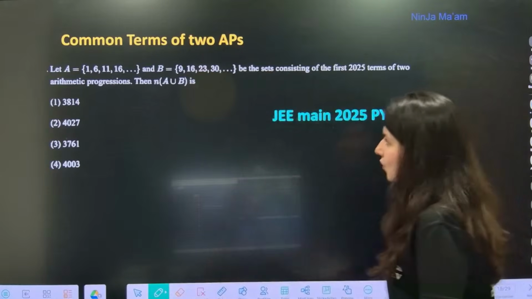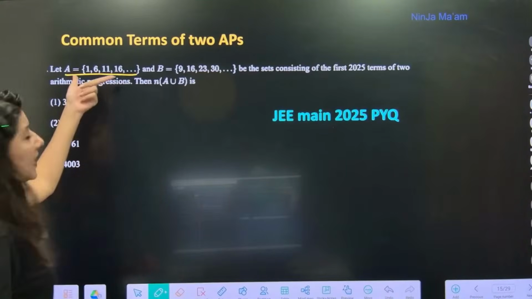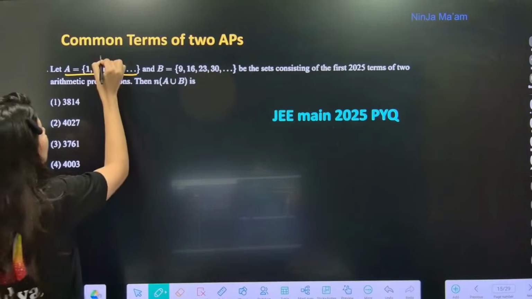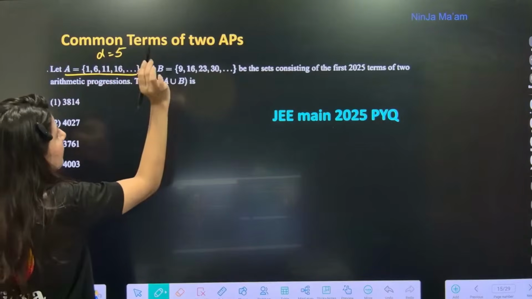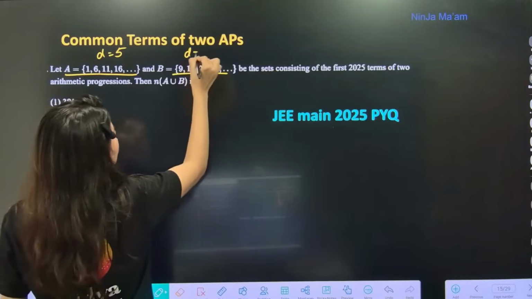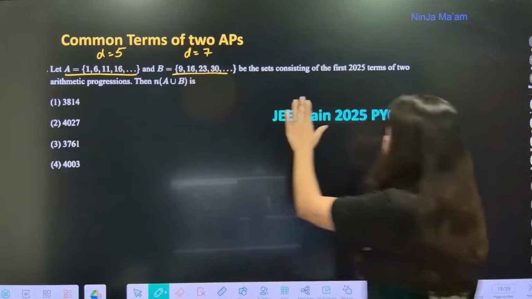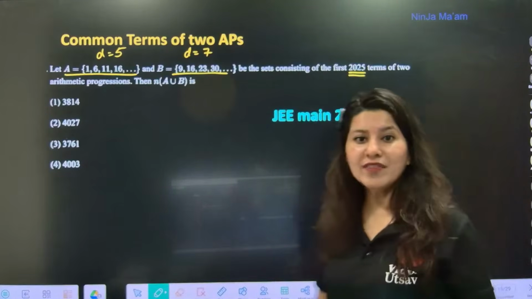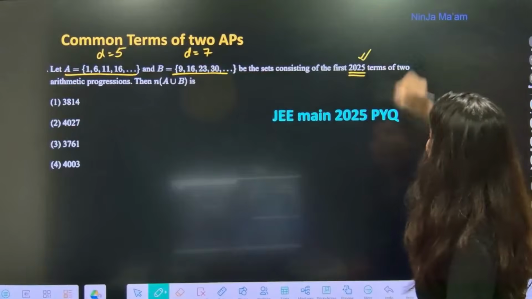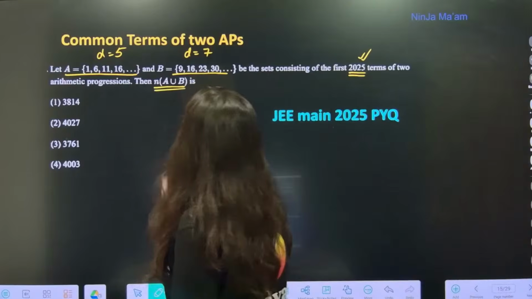All right. So this says A is a set which is an arithmetic progression of common difference 5, we can see. B is again a set having common difference 7. Now basically what they are saying is that A and B both have 2025 terms of 2 arithmetic progressions. Find the cardinality of A union B.